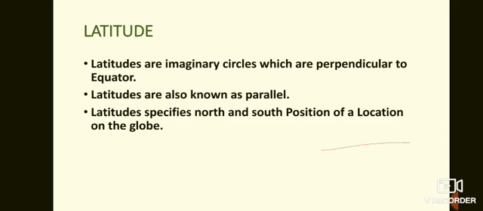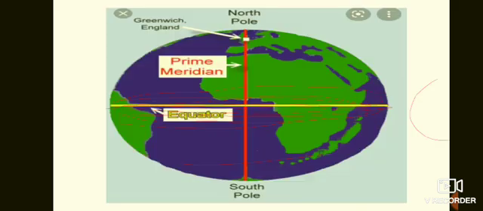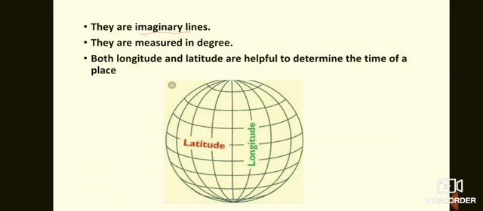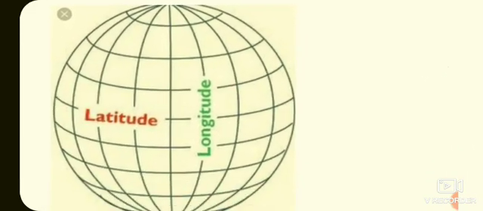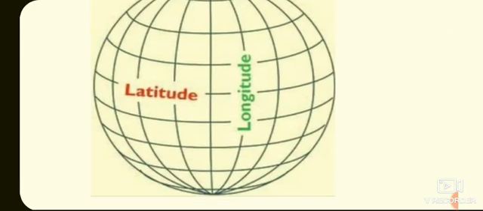Latitudes are imaginary circles which are parallel to the equator. Latitudes are also known as parallels. Latitudes specify the north and south position of a location on the globe.